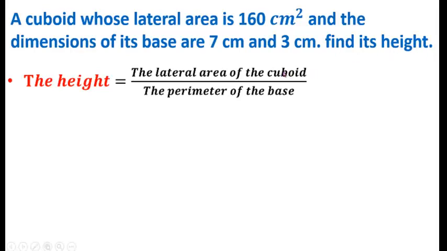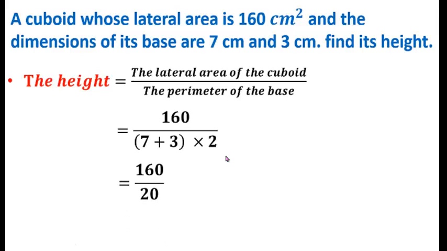The height is equal to the lateral area of the cuboid divided by the perimeter of the base. Lateral area is already given. What about the perimeter of the base? Perimeter of the base is length plus width times 2, which is 7 plus 3 all times 2. So 160 divided by 7 plus 3 all times 2, which is equal to 160 over 20. My height is equal to 8 centimeters.